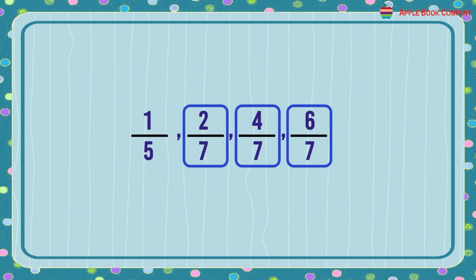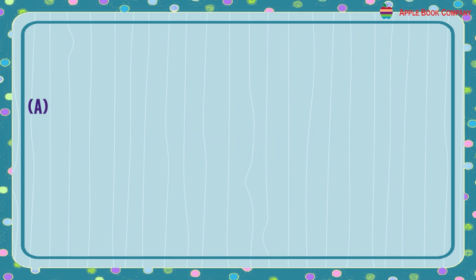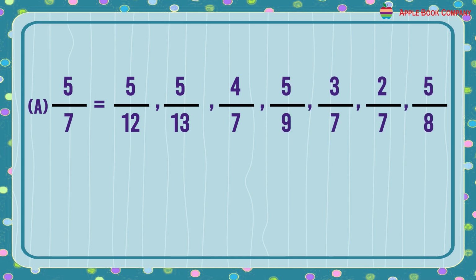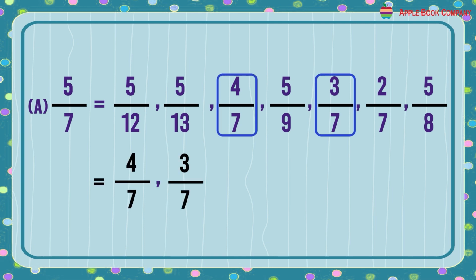Circle the fractions that are like fractions to the first one. Problem number A. We have 5 by 7. Now check out what are the like fractions. From 5 by 12, 5 by 13, 4 by 7, 5 by 9, 3 by 7, 2 by 7, 5 by 8. The like fractions here are 4 by 7, 3 by 7, and 2 by 7.